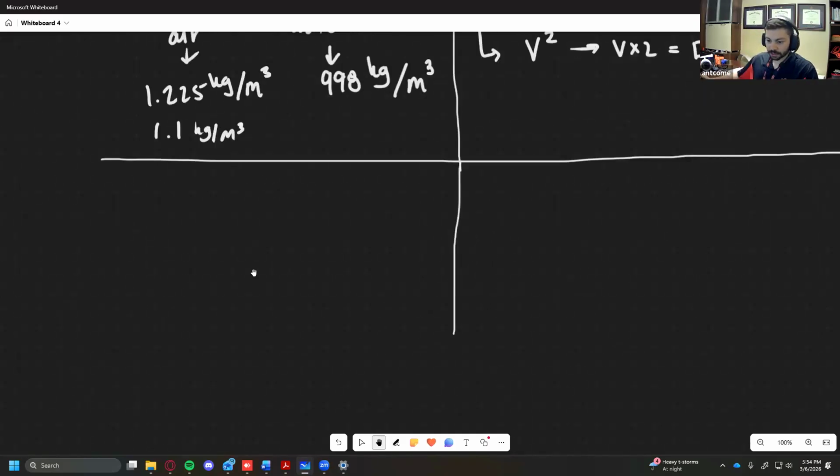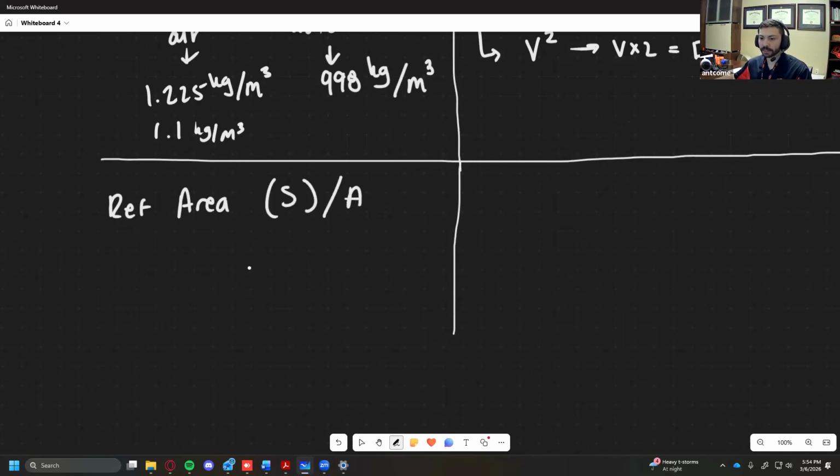Let's keep moving on to reference area. I call it S. Some people call it A. But your reference area is going to be S, although, again, some people call it A. This is not S over A. I'm just saying some people call it A. Drag is going to be proportional to this.